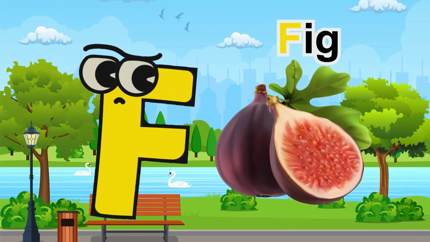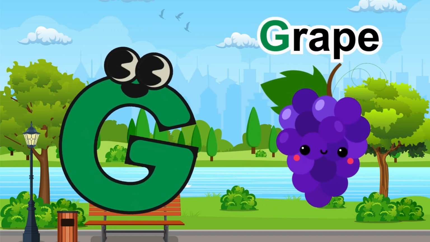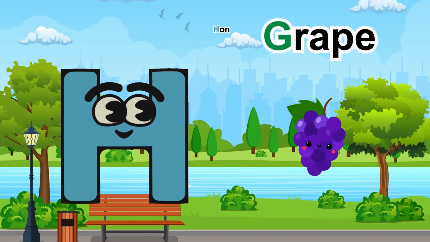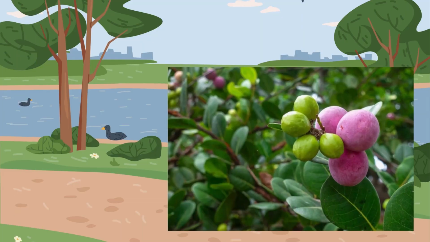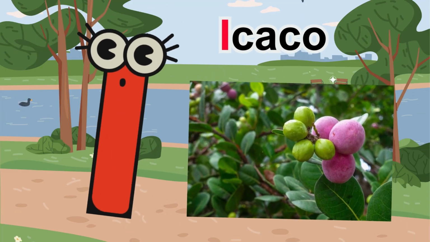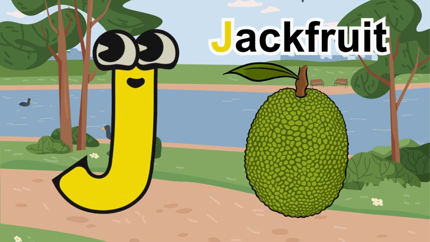F is for fig. G is for grape. H is for honeydew melon. I is for cocoa. J is for jackfruit.